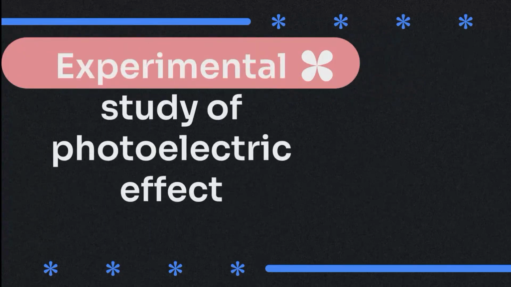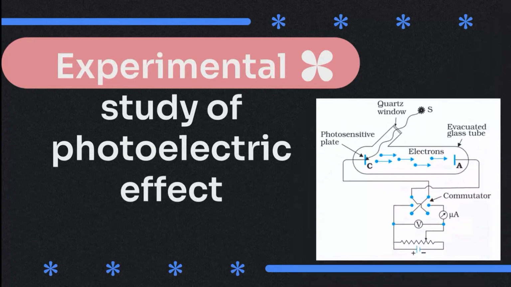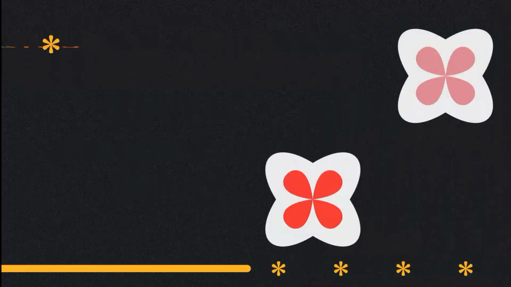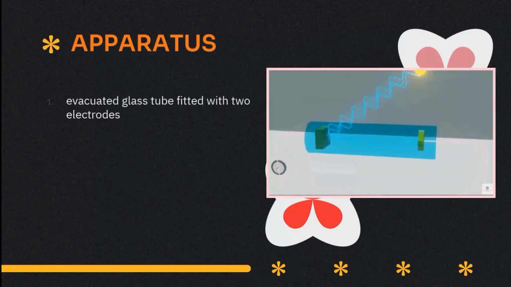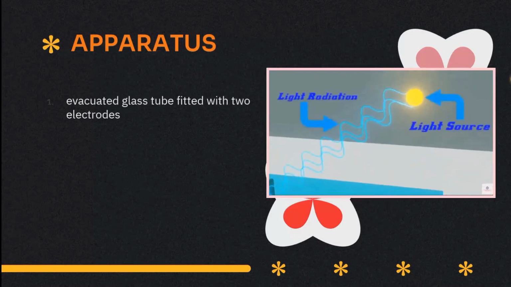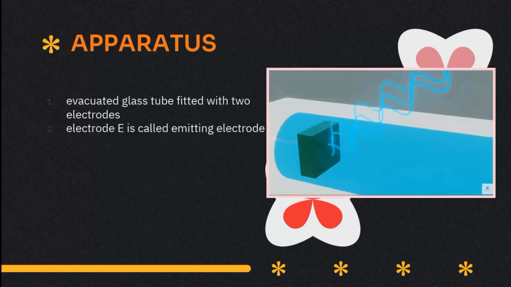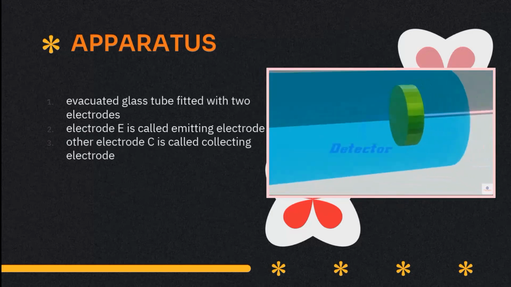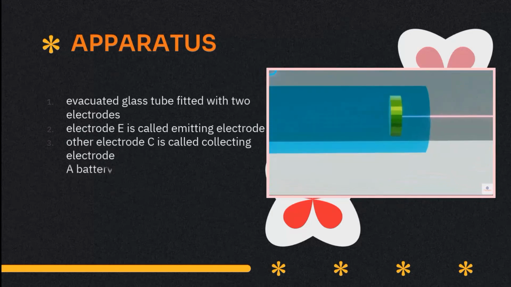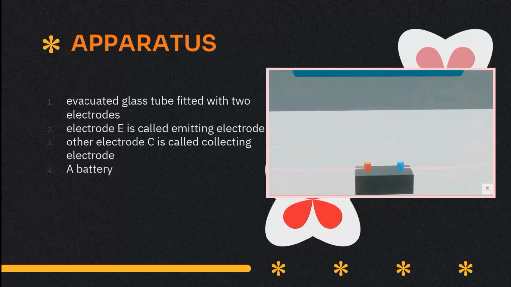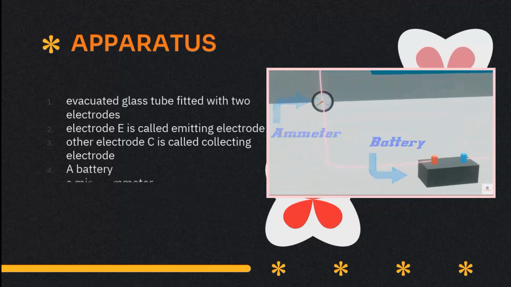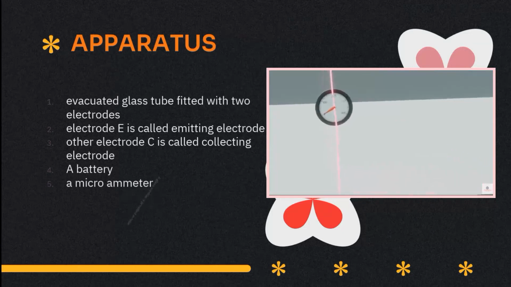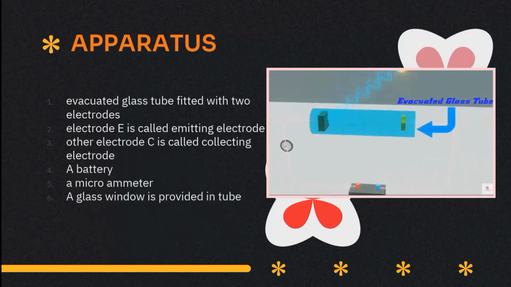Experimental study of the photoelectric effect. The apparatus required for the photoelectric effect experiment is as follows. Number 1, an evacuated glass tube fitted with two electrodes. Number 2, electrode E is called the emitting electrode. Number 3, the other electrode C is called the collecting electrode. Number 4, a battery. Number 5, a microammeter. Number 6, a glass window which is provided in the tube.